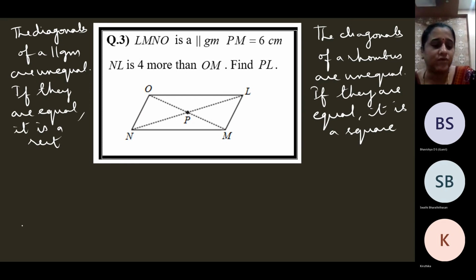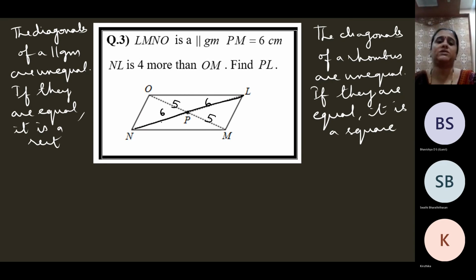That means if say PN is 6 centimeters, then PL also will be 6 centimeters. One diagonal is cut into two equal halves. The other diagonal, if PM is 5 centimeters, OP is also 5 centimeters. The diagonal NL is cut into two equal pieces, 6, 6. The diagonal OM is cut into two equal pieces, 5, 5.